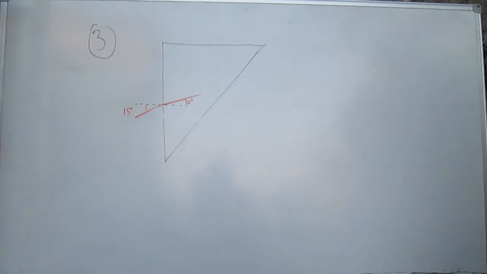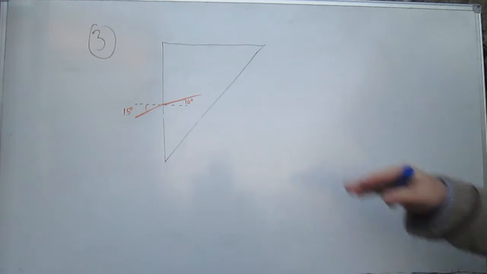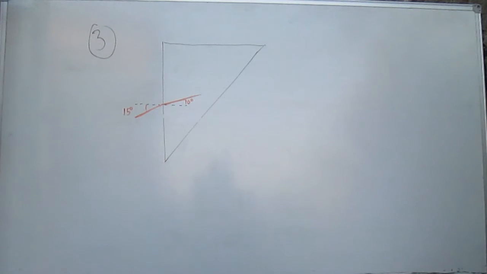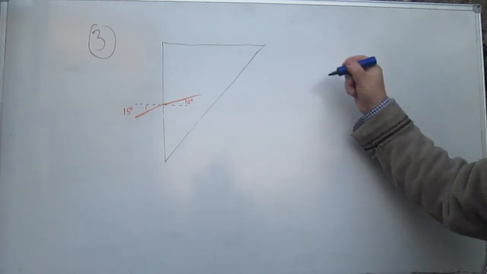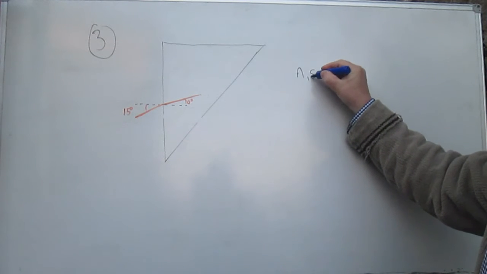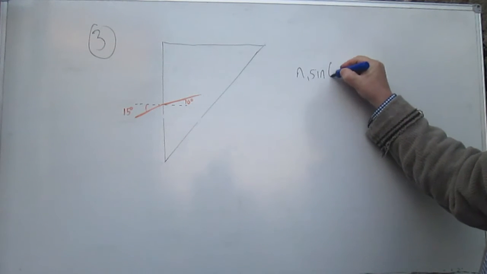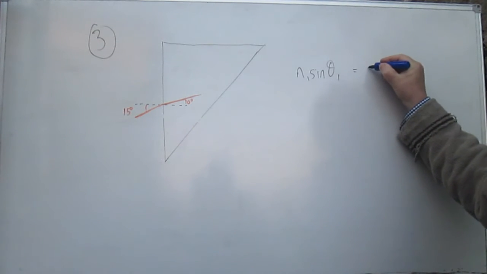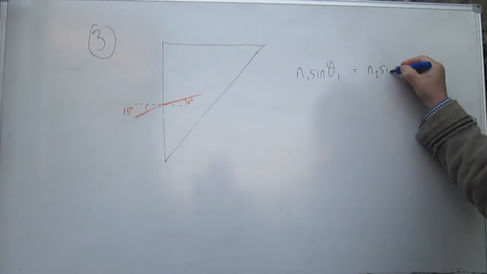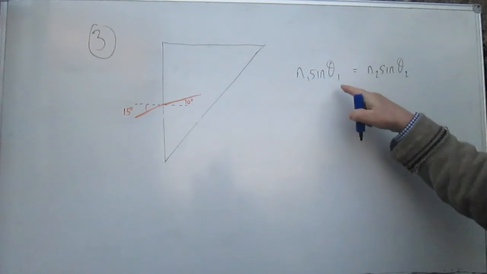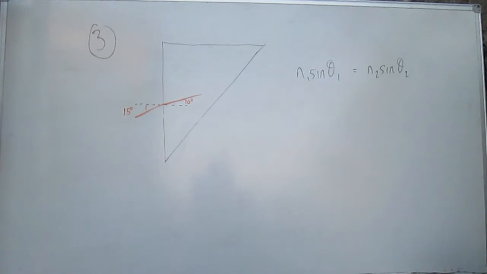Question 3 gives us this setup, and in part A it asks us to confirm the refractive index of the glass from which the prism is made. So the key to that is to use this relationship, which is on your data sheet, that n1 sine theta 1 is equal to n2 sine theta 2, where these are the angles from the normal as shown.